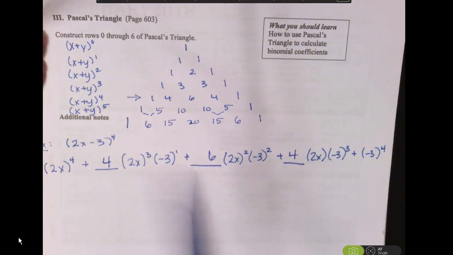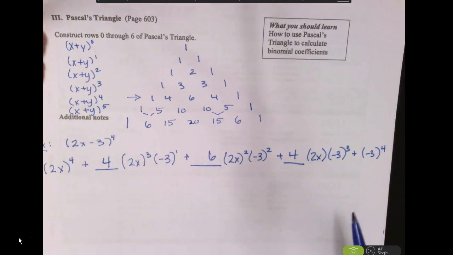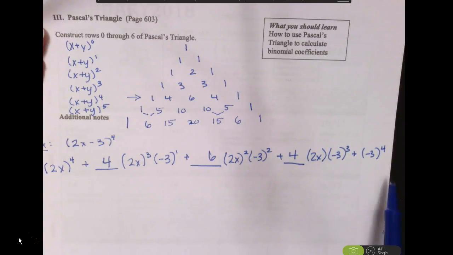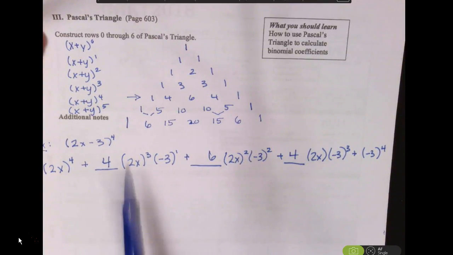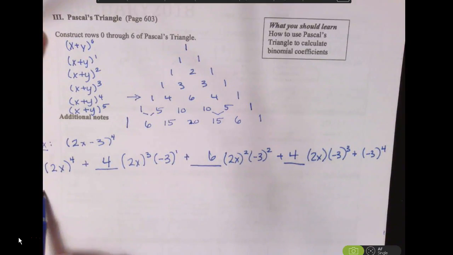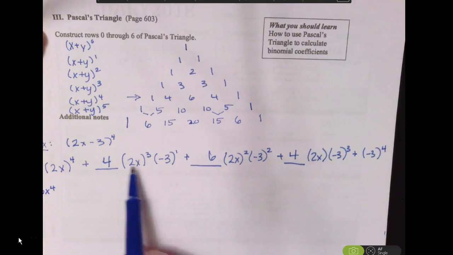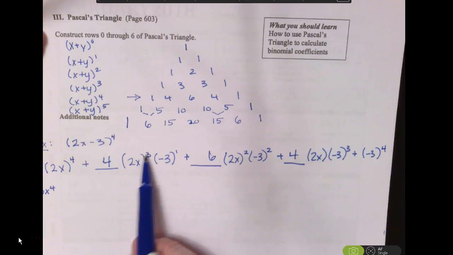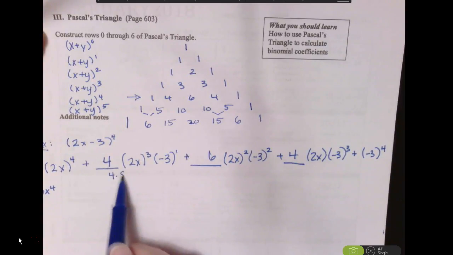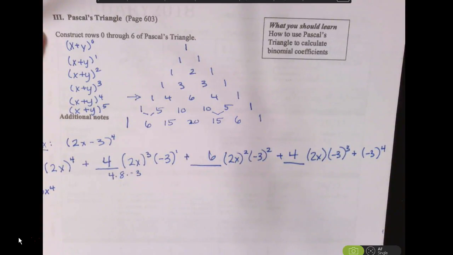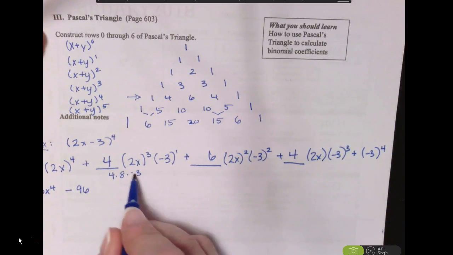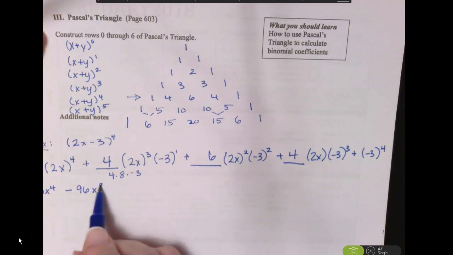So now I have my binomial expansion mapped out, and I can go ahead and do the calculations. So 2 to the 4th, x to the 4th, that's 16x to the 4th. Now here I've got 2 cubed, which is 8, and a negative 3. So I've got to do 4 times 8 times negative 3. And so for that I get 96, and it's negative, and there's still an x cubed term.